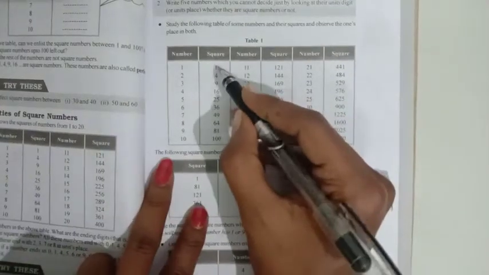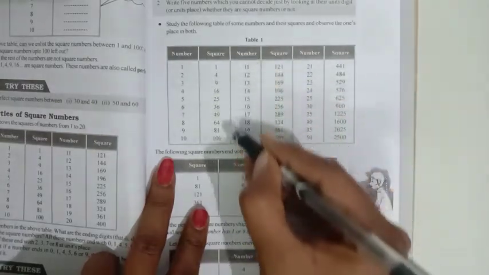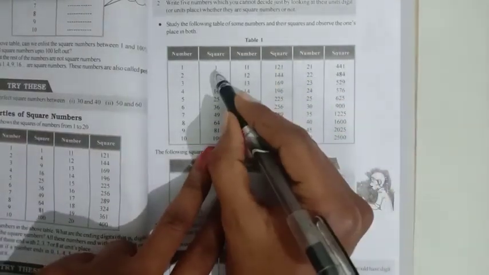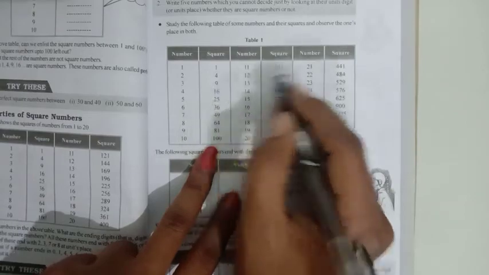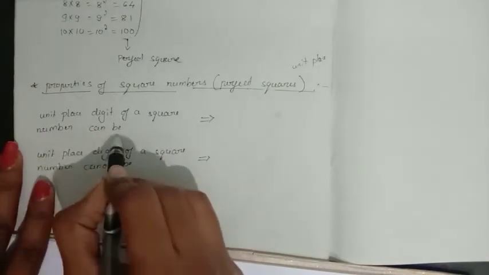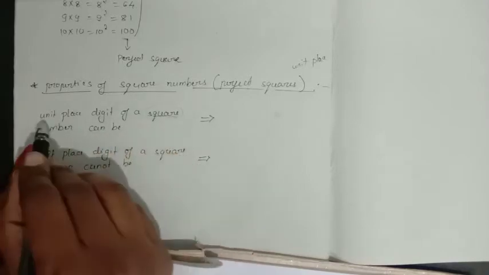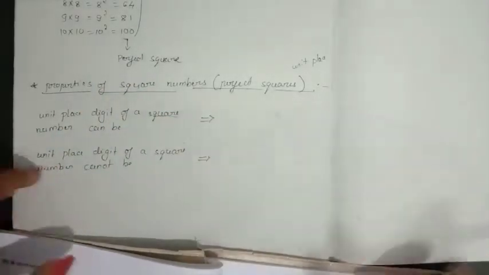So you observe the numbers. All these are the perfect squares. You observe 1 is there, 4 is there, 9 is there. So there are two properties. One is the unit place digit of the square numbers. You can observe here, 1 is there at the unit place in the square numbers.